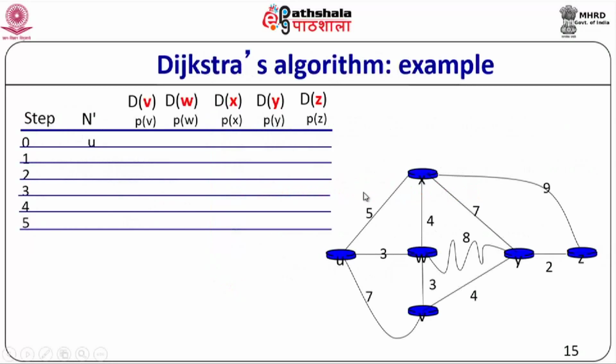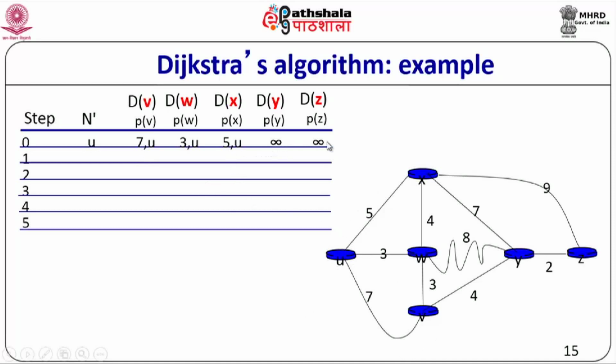Let us say we have this graph here, and we are running this algorithm at u. We want a path from u to all these other nodes v, w, x, y and z. Initially, N' will be initialized to u, and the distances will be set such that the immediate neighbors, which are v, w and x, are initialized with their distances. The cost is 7 for u to v, 3 for u to w, and 5 for u to x. The others are initialized as infinity.